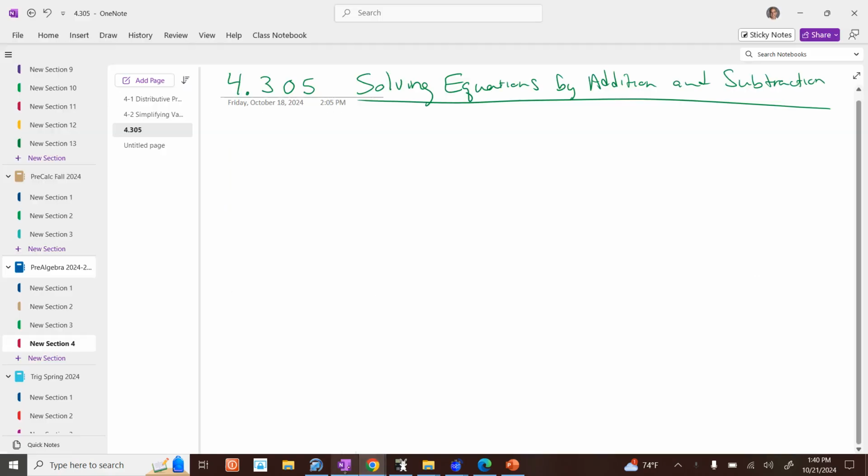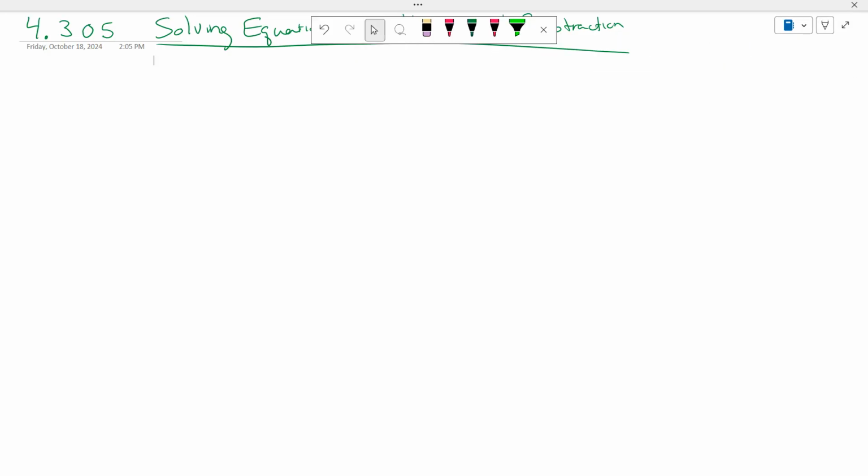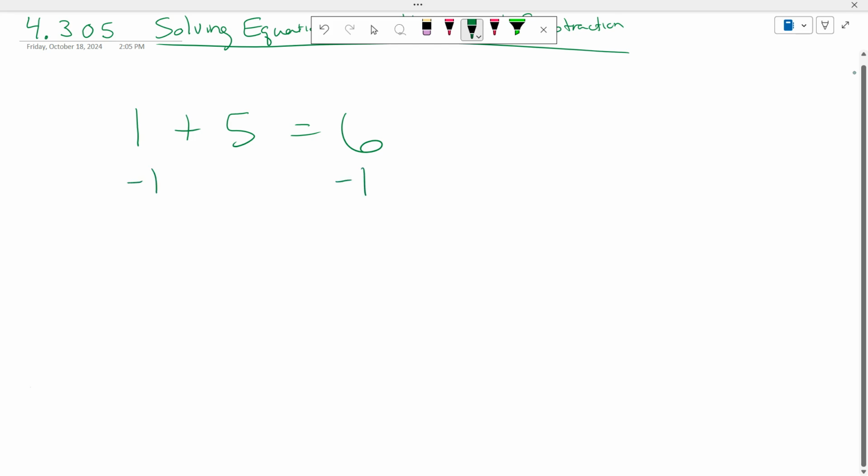So, solving equations. All right. So we'll be solving equations by addition and subtraction. You all know that 1 plus 5 equals 6, correct? So if we would subtract 1 from each side, 5 would equal 5, and that makes sense.